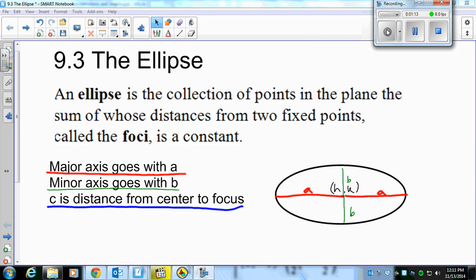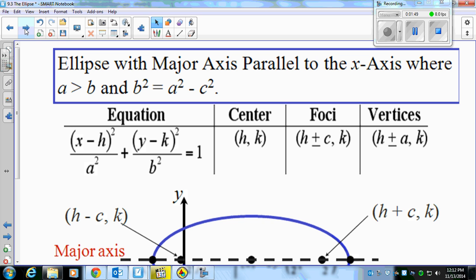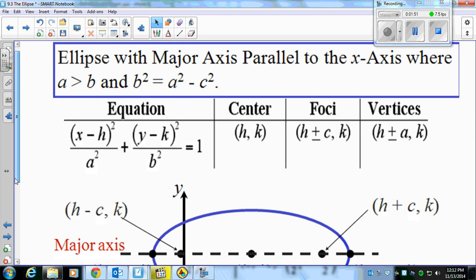As for C, we'll have these points, the foci, or the focus, that are going to be out here. This distance from here is C, as this distance here is C. Those are the three variables that we're going to work with to come up with our equation and go back and forth between our graphs and our equations. Here you can see the equations that you're given.